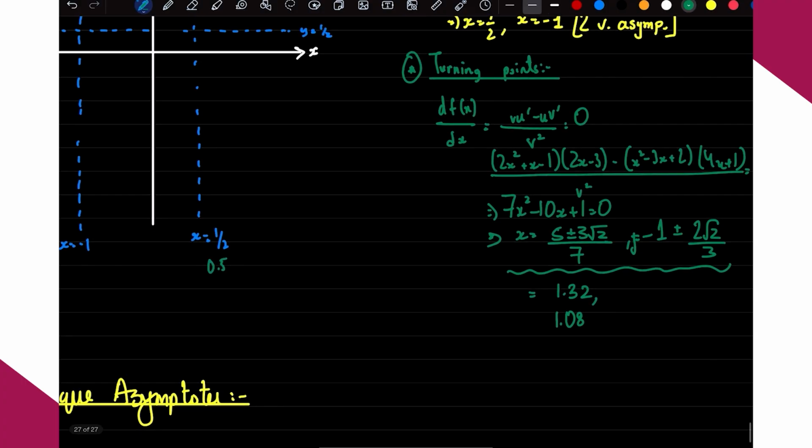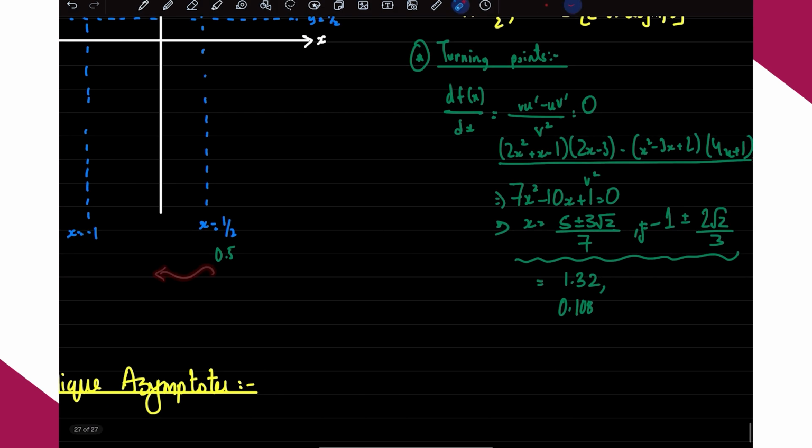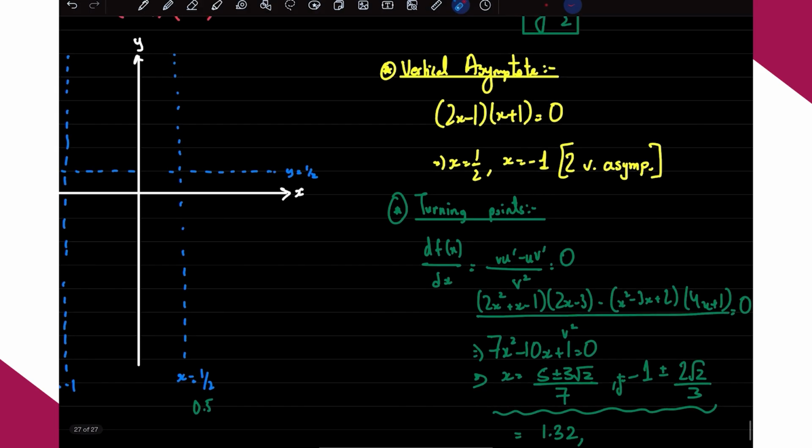So this right here is 0.5. Oh, sorry, this is actually 0.108. So one of them is actually, okay, it's over here. One of them is actually greater. So it's probably going to be somewhere here or here, which we don't know yet.